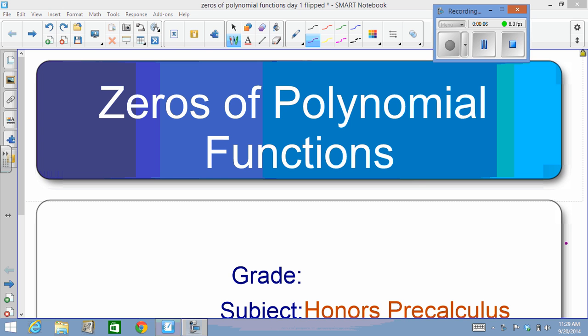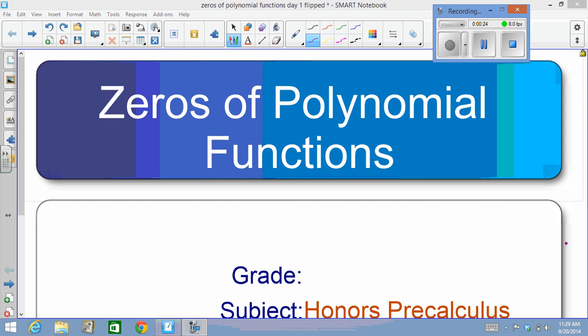Today we're talking about zeros of polynomial functions. It is a review from what we did last year, so hopefully you remember it. Hopefully it is familiar to you. I do know that some of you have been talking about this particular theorem and the other things that we're going to be doing today as we've been working on finding zeros. So hopefully it will be a review.